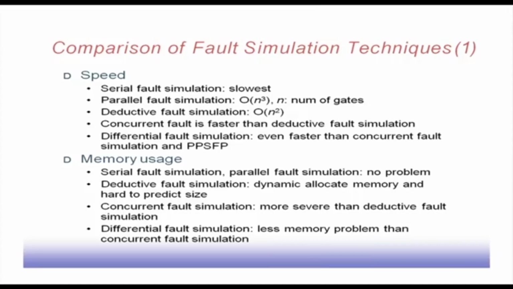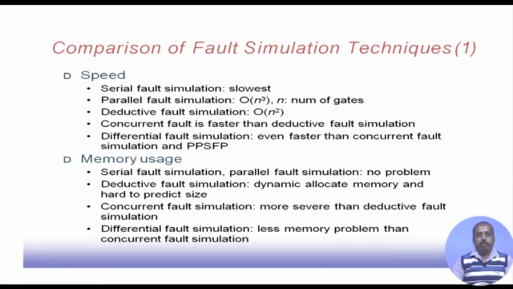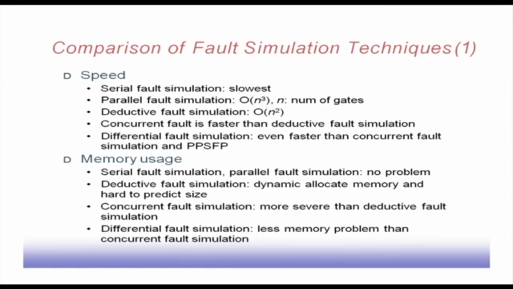Deductive fault simulation requires dynamic allocation of memory, and naturally it is hard to predict the size, because we do not know which faults will get added. Concurrent fault simulation is more severe than deductive fault simulation, because now you have to remember all the faulty gates that are there. Due to some fault, the faulty gate outputs are to be stored. So, the memory requirement is high. Differential fault simulation requires less memory than concurrent fault simulation, for the simple reason that it simulates only the differential part of the circuit.